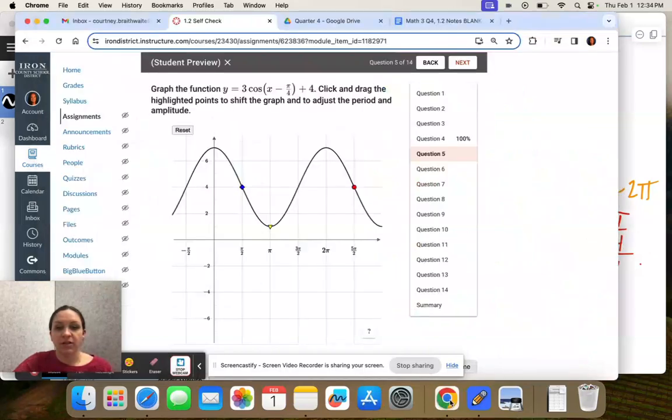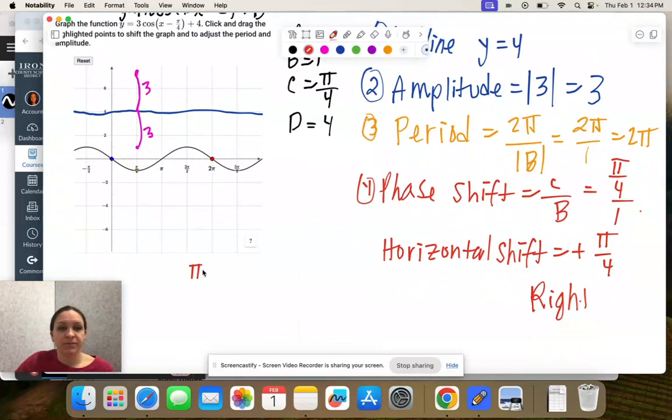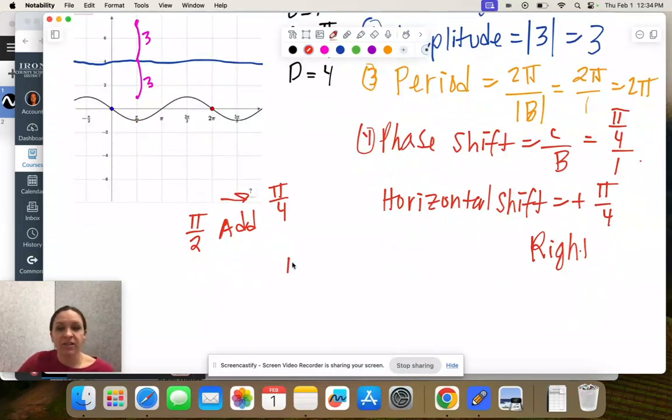So let's look at our graph here. We move the blue point. The red's our period. We're moving the blue point to move the whole thing. So right now it's at pi halves, and we need to move it this way, pi/4. So what we have to do is we have to add these. We need to add pi/4 to pi halves. So pi halves plus pi/4.